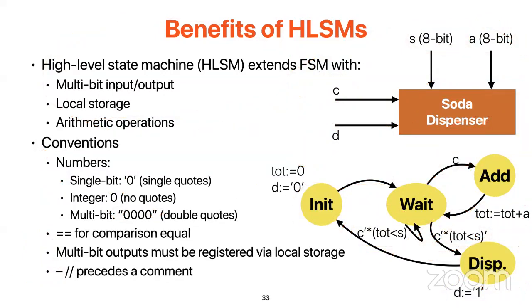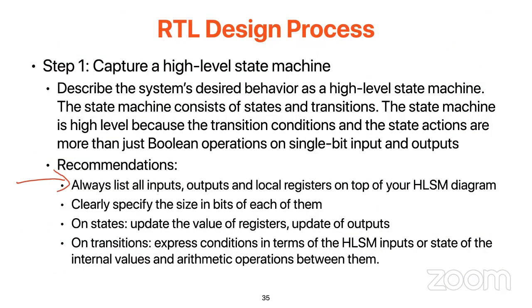And then thinking about their interaction, you can draw the state transitions. On each transition, you have to remember what the conditions are that would force us to transit to a different state. And for each state, we are updating the value of registers, updating the outputs. So this is the first step.